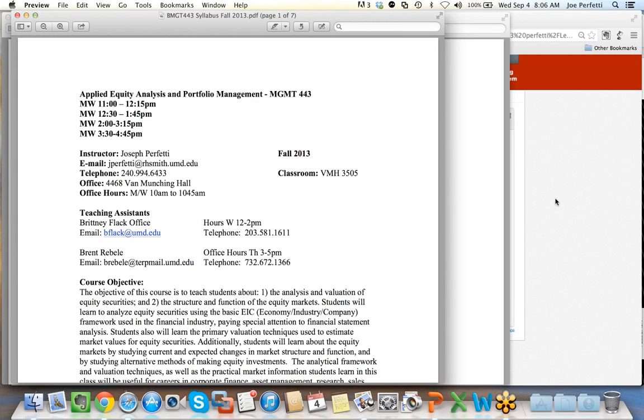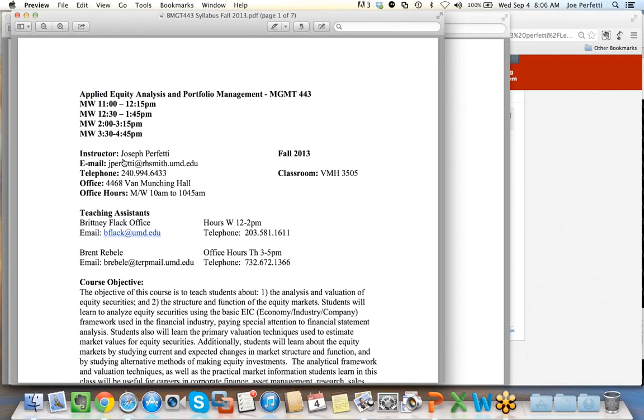Primarily, what we're going to focus on this semester is, again, the key word is applied equity analysis. We're going to build on everything you've had in your undergraduate career, and this class is going to apply it in an integrated fashion using real world data on real world companies. And I'll go through that in the syllabus in just a second.